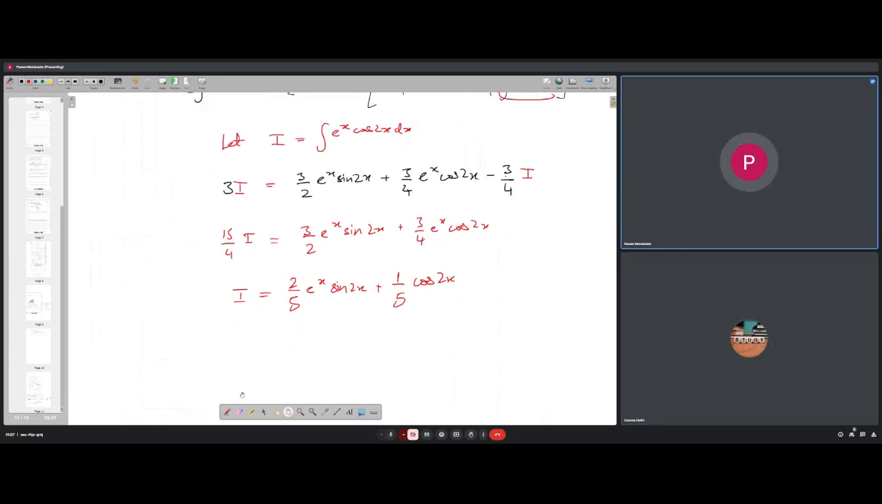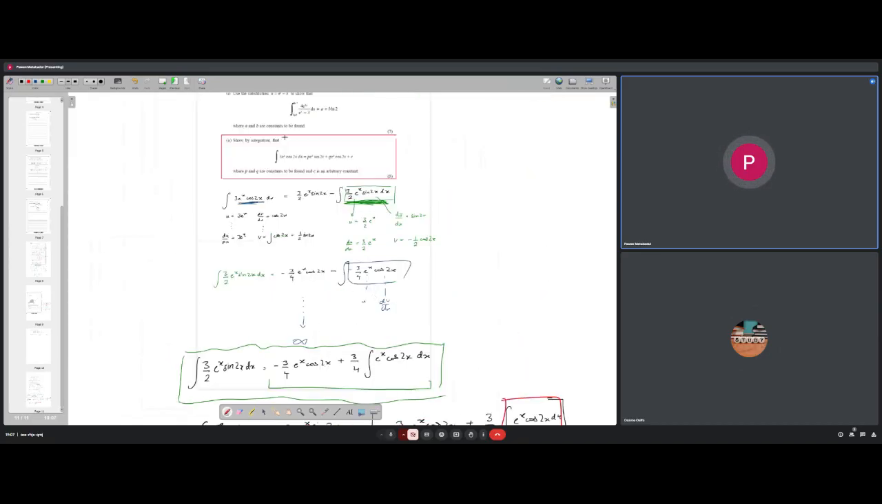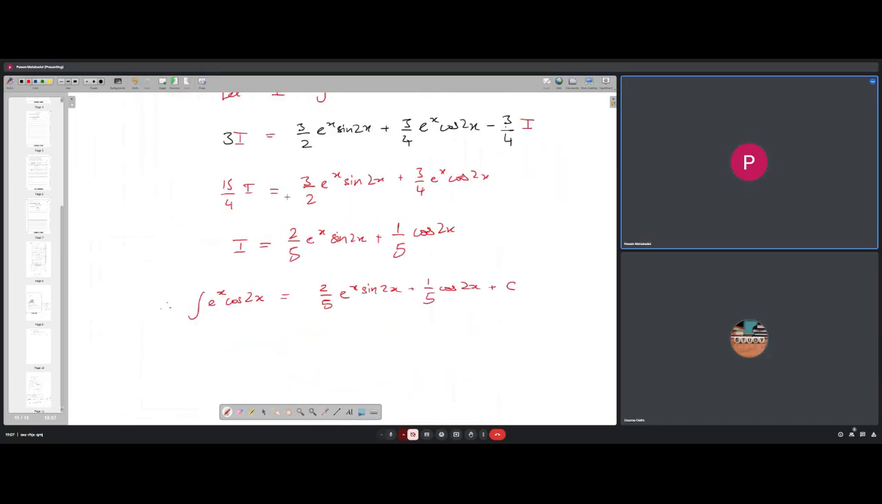So what have we actually effectively found? We've just figured out that the integral of e to the x cosine of 2x should be equal to 2/5 e to the x sine 2x plus a fifth of cosine of 2x plus c. Now we're not done there, because the integral we want to do is 3 times that. So we just multiply it by 3, that's it. Therefore our answer is 6/5 e to the x sine 2x plus 3/5.